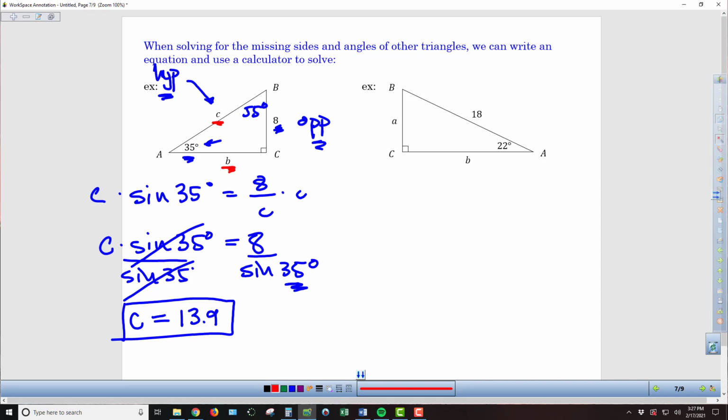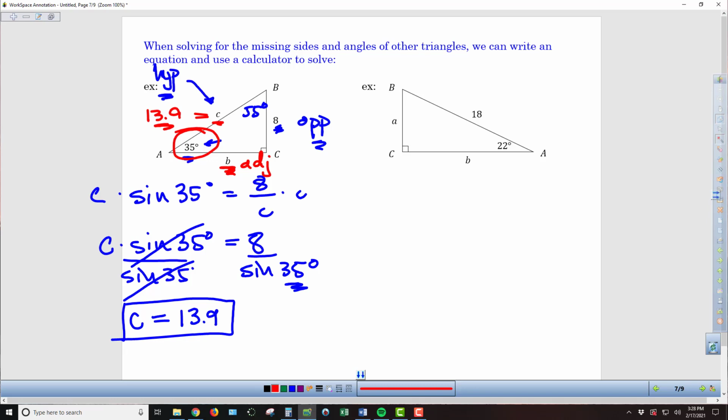Now we can figure out what b is, either by doing some more trigonometry, like what we did here, or we could use the Pythagorean theorem, because now we know two sides and we just have to figure out the third. But we'll stay with our trigonometry, and we'll stay with this angle 35 degrees. So now that I know that this is 13.9, I can go ahead and use that along with this side b. So this is adjacent to my angle A. I now know the hypotenuse is 13.9. Adjacent and hypotenuse, I can use cosine.